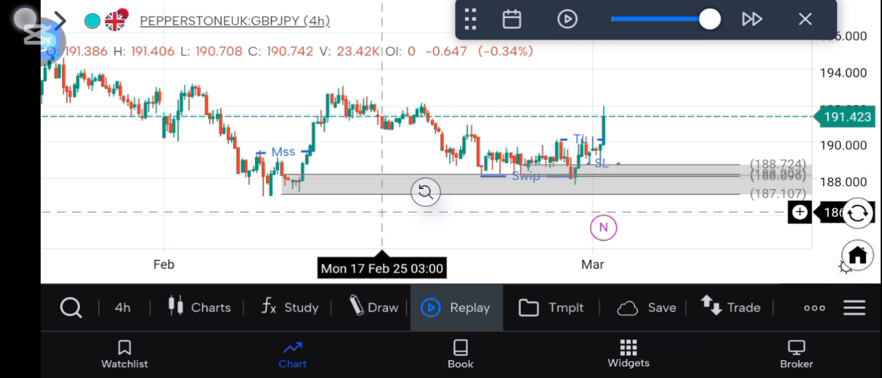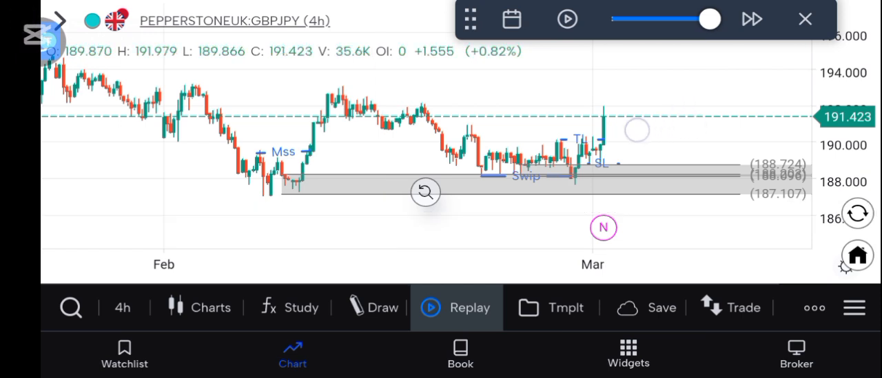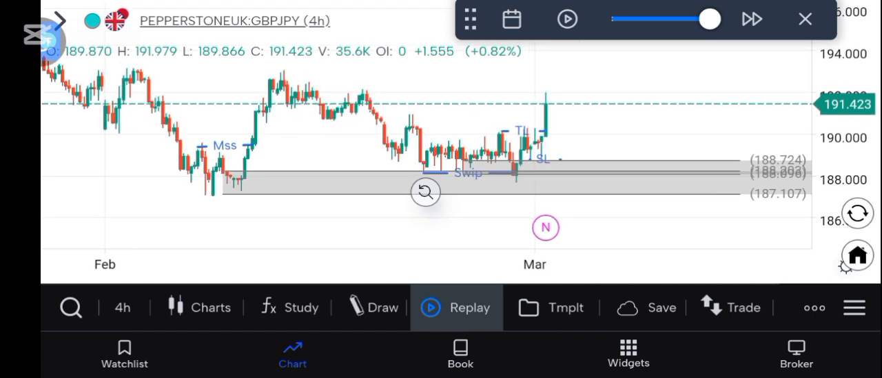So now, the next thing we'll do is go to our 1 hour time frame and execute our trade. So going back to the 1 hour time frame now.